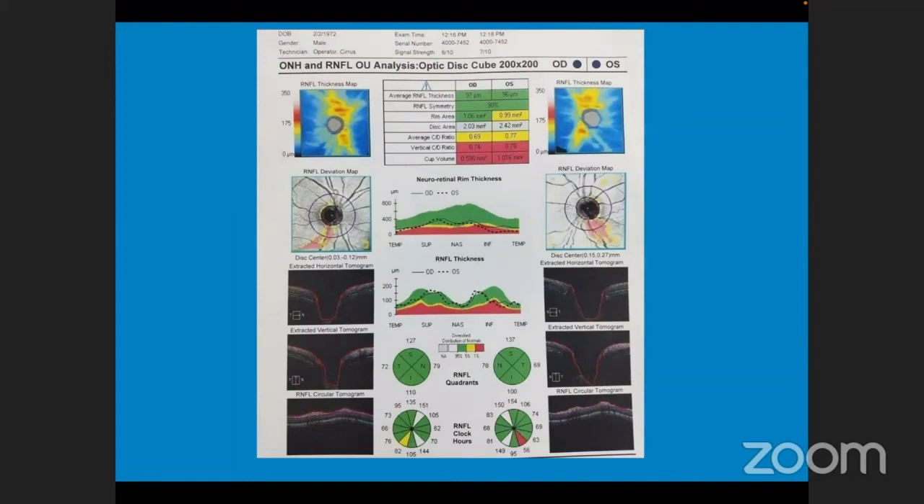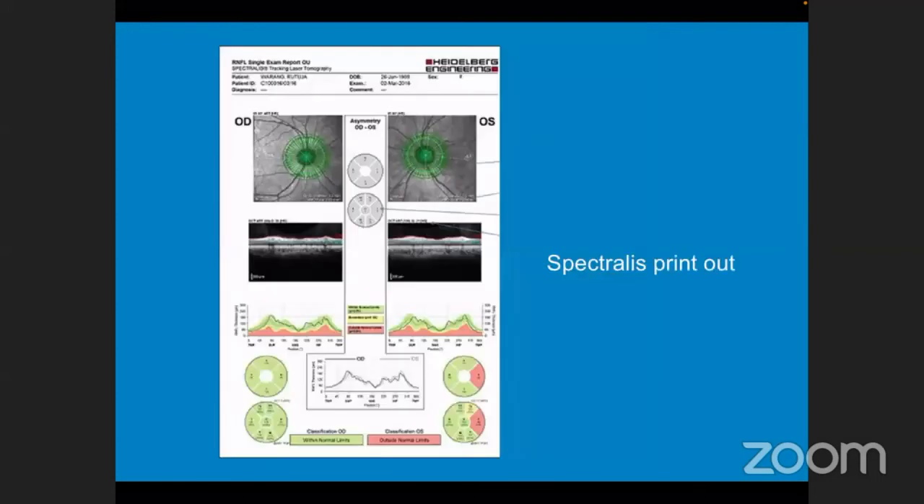RNFL deviation map shows presence of inferior thinning of the RNFL, as well as in the center you can see the RNFL thickness and NRR thickness has decreased and gone into the red zone. That means it is less than 1% of the database. Even though the sectoral quadrants are green and normal, in the RNFL clock hours the focal areas are showing thinning in the inferior part.